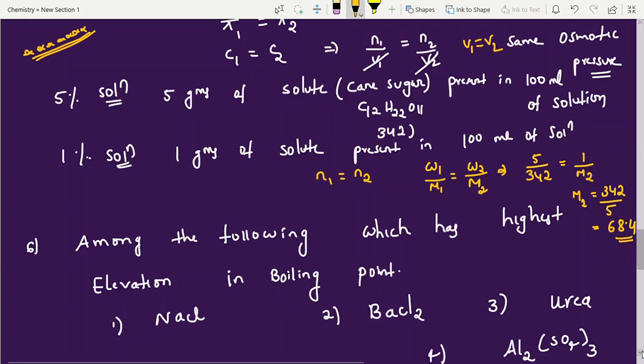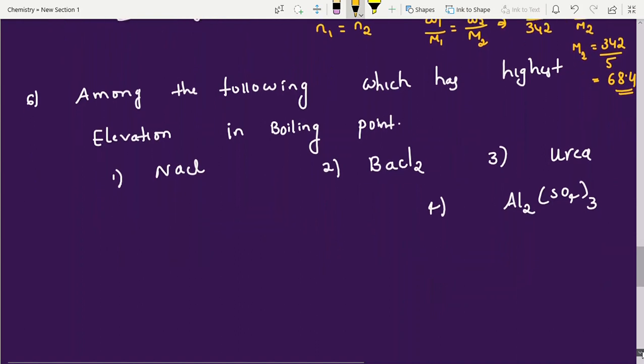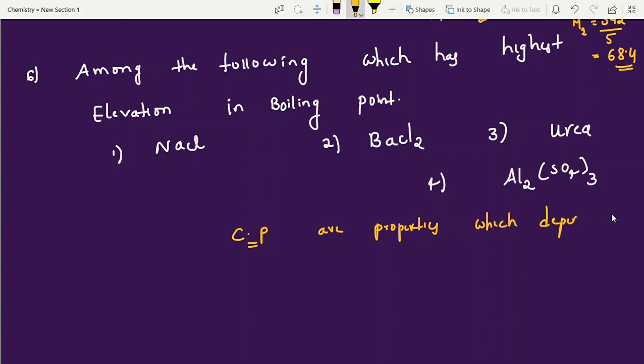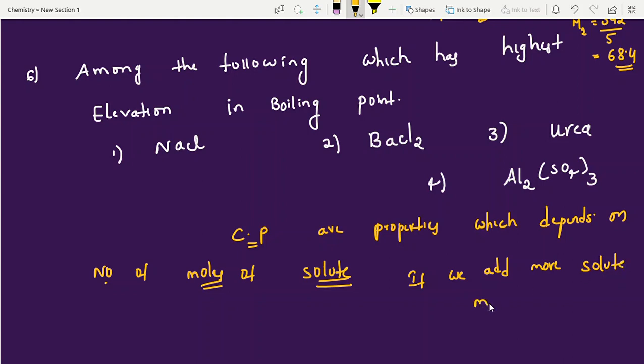Okay, students. Now, come back to the next question. Among the following, which has the highest elevation in boiling point? Colligative properties are properties which depend on the number of moles of solute. Number of moles of solute, most important point. If we add more solute, we get more colligative properties.